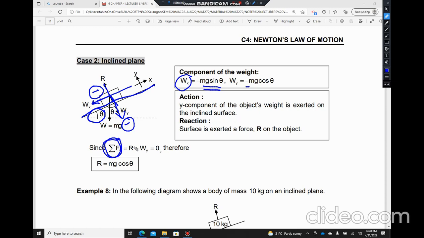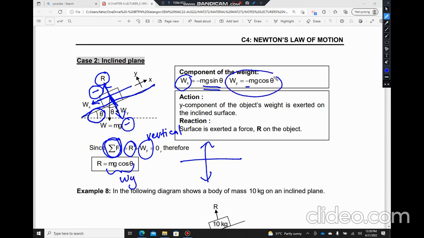Kan dia ada Fy dengan Fx. So untuk Fy lah sebab dia ada reaction ke atas ni kan. Reaction ni dia untuk vertical. Vertical, that's why dia ada R, dia ada Wy. Yang atas dengan bawah. So R equals to mg cos theta because R equals to Wy. Sebab Wy kita mg cos theta. Okay, so faham yang ni untuk incline plane.